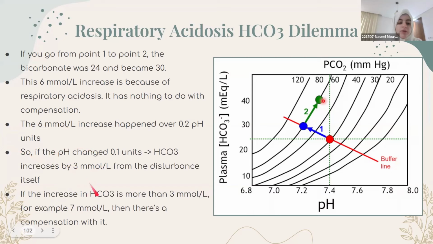So in other words, if the increase in bicarbonate is more than 3 for 0.1 pH in the setting of respiratory acidosis, then you know that this is a compensation. So for example, if you have 7 instead of 3, then you know that this is a compensation, okay? Now, the reason why we prefer using base excess is that we don't face this problem with base excess. Base excess is either more than normal or less than normal, it's clear, okay? But with bicarbonate, you're not sure, oh, is this coming from the disturbance itself, or is it the actual compensation?